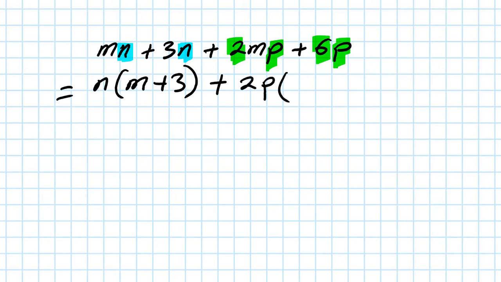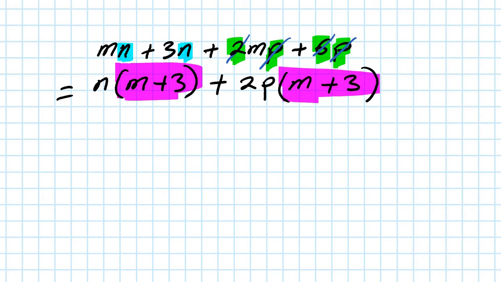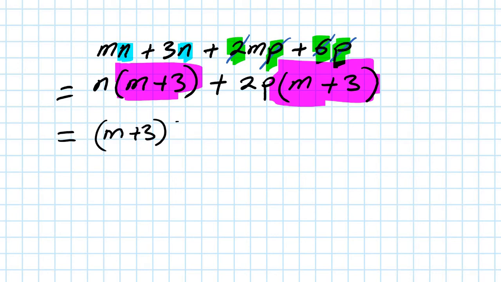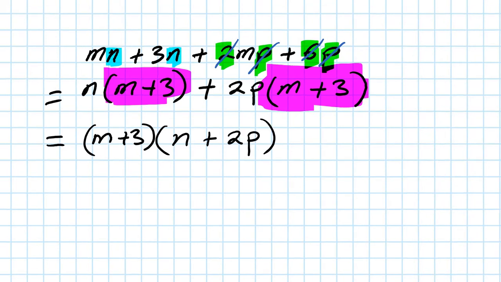So if I divide by 2p, 2 divided by 2 is gone, p divided by p, so you're left with m in this term here. Then 6 divided by 2 is 3, and p divided by p is 1, which is 1 times 3 is 3. Now the common factor is m plus 3 and m plus 3. So I take m plus 3 out, and you're left with n plus 2p.